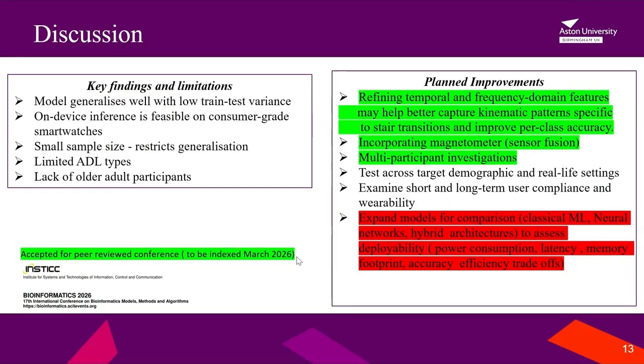So from this, we're able to see that the model generalizes well in this data set for the training and testing, and that on-device inference is feasible on a consumer-grade wearable device. There was the issue with a small sample size, so this restricts the generalization of the study. And also there's very limited ADL types, so using 4 types may not translate very well into clinical practice. And also there was a lack of older adult participants.